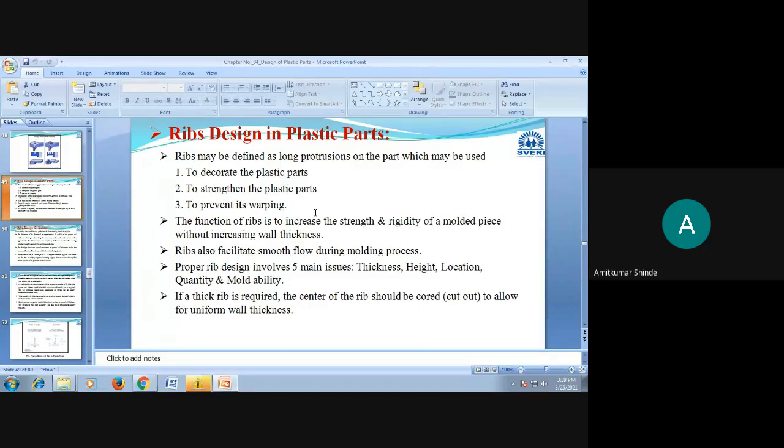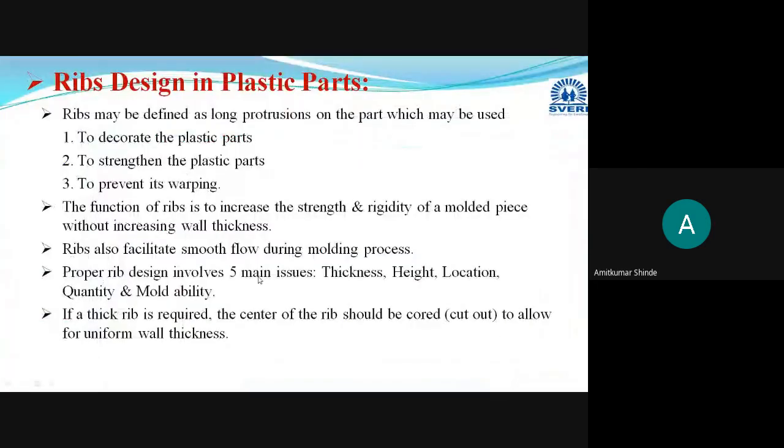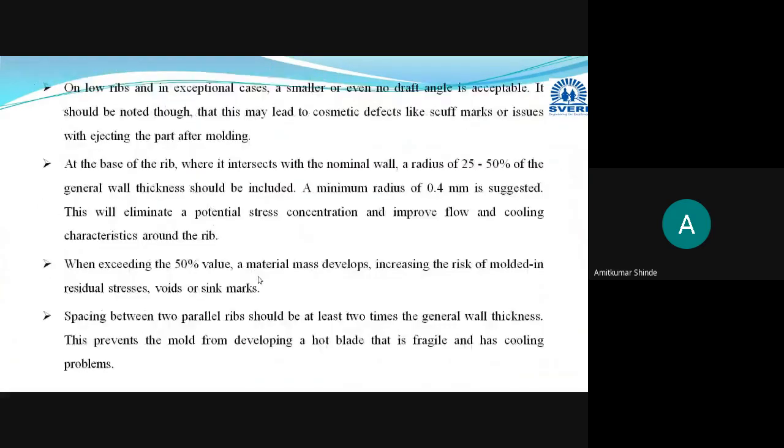Initially we have to discuss that, and after that we have to provide some design related guidelines, guidelines related to the design of the ribs in the plastic parts. In this way each part we will discuss: ribs, then bosses, gussets, coring, radius and fillets. We will first start with the ribs, and first I will show you practically what the ribs are.